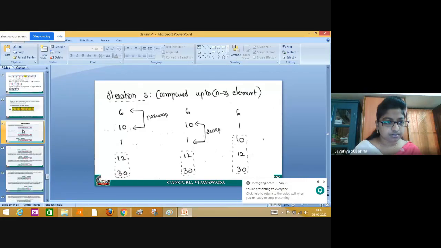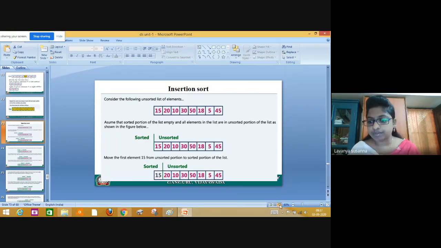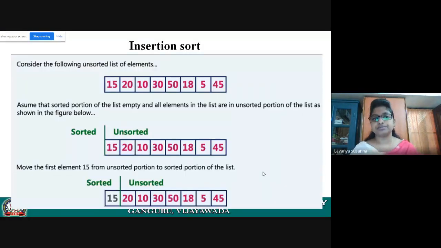Quick sort. Write down insertion sort. Keep the heading insertion sort. I request all the students to note down. Keep the heading insertion sort. First, I will explain the example only, and then I will go to the algorithm. Please refer to my notes also. In Moodle, I have uploaded the notes, and also in the WhatsApp group I have sent the notes material.